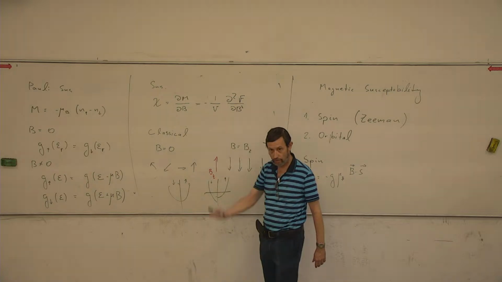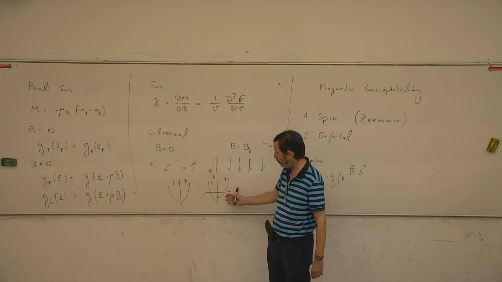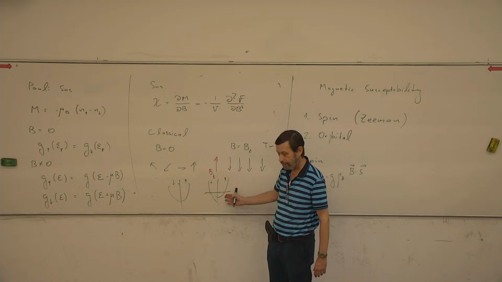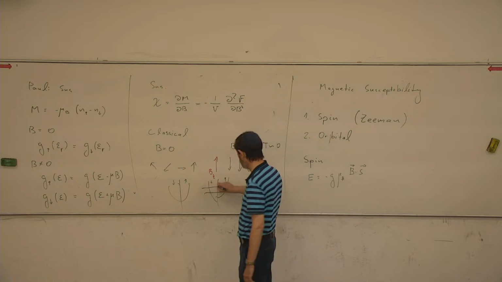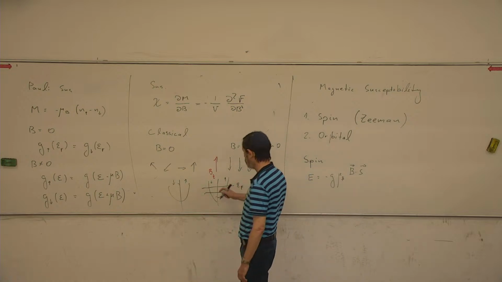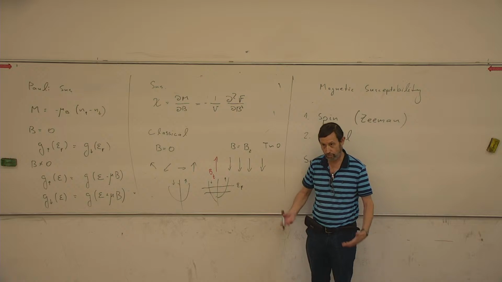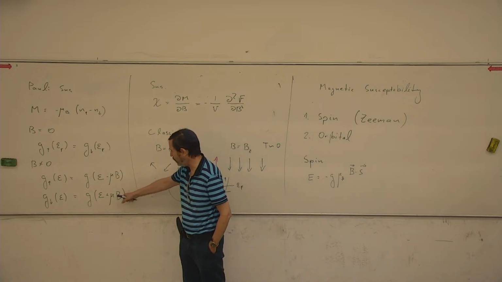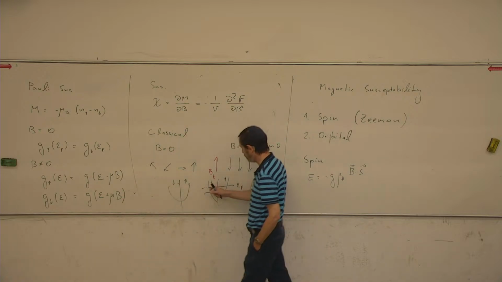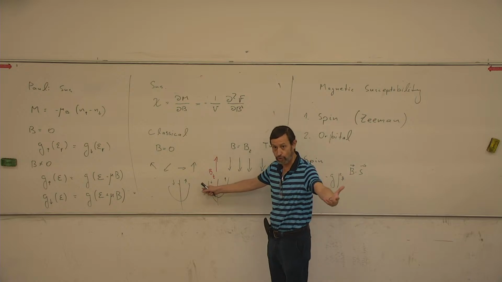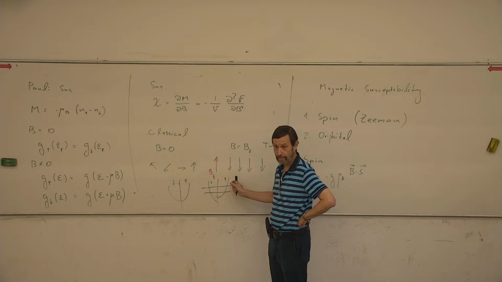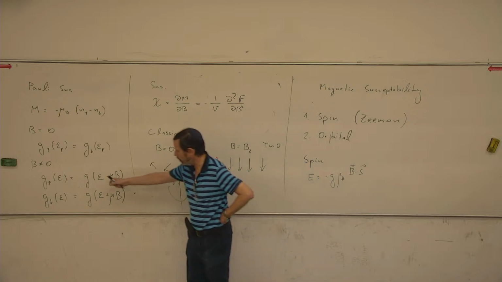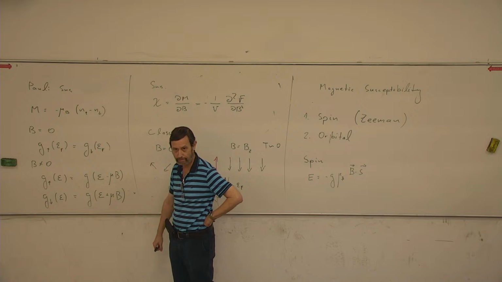The down goes down in energy, the up goes up in energy, meaning that if I'm putting the Fermi energy at some point, which tells me till where I filled it up, the down is in a higher point of the usual density of states than the up. Therefore, here is a minus, here is a plus.